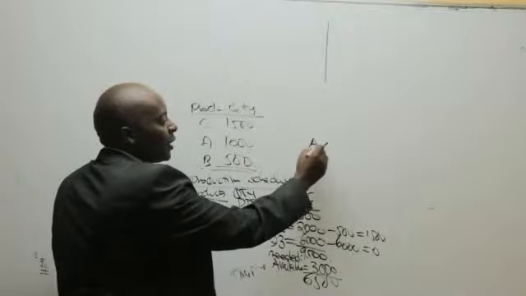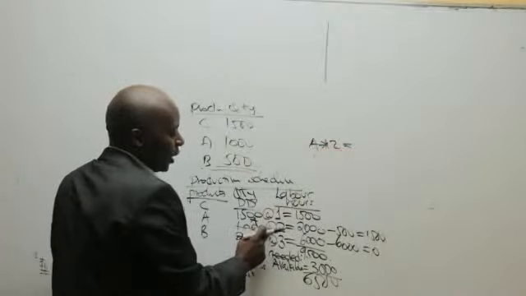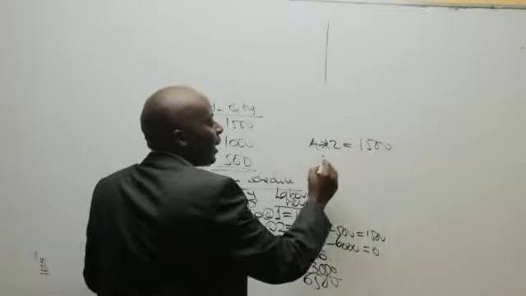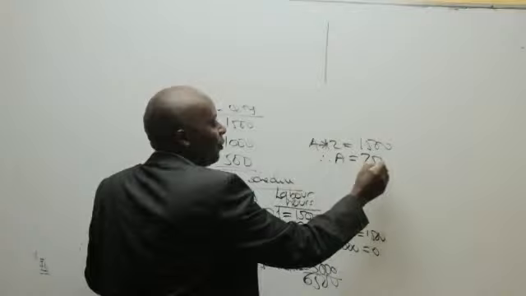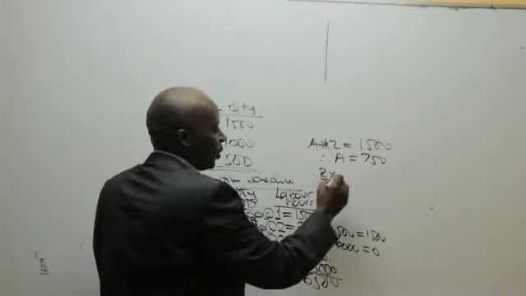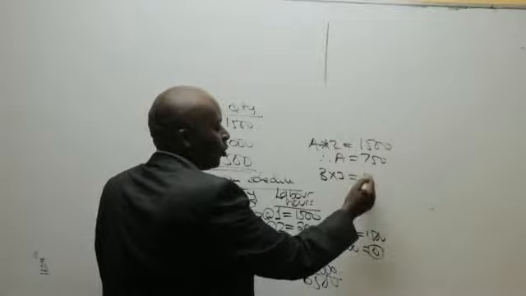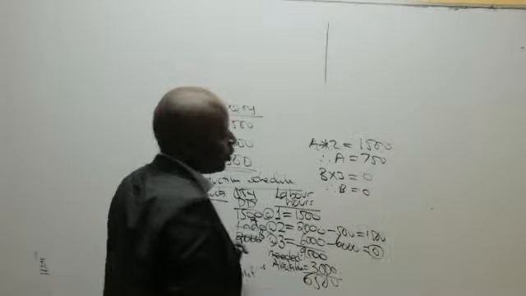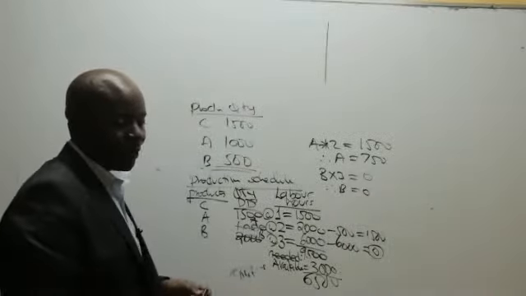So you're saying A times 2 equals 1,500, implying that A will be 750. And then, of course, we are aware here that B times 3 equals 0, implying that B equals 0, because 0 divided by 3 is 0.